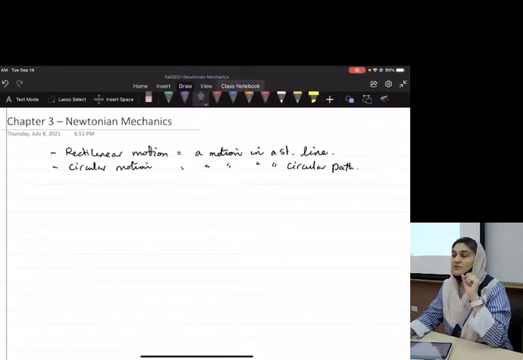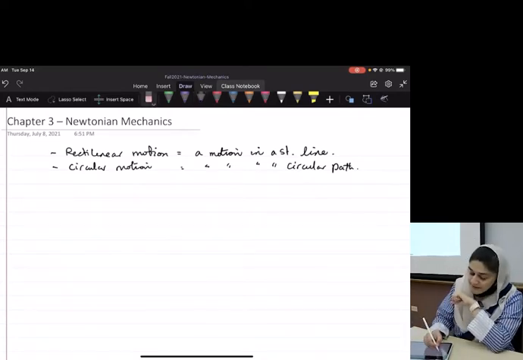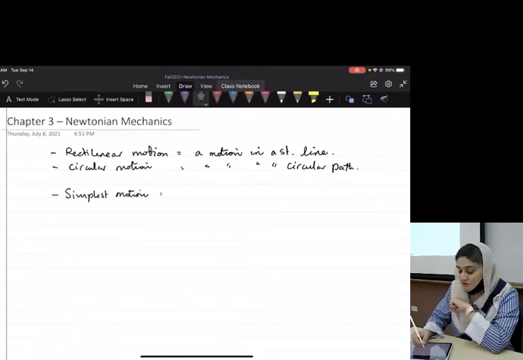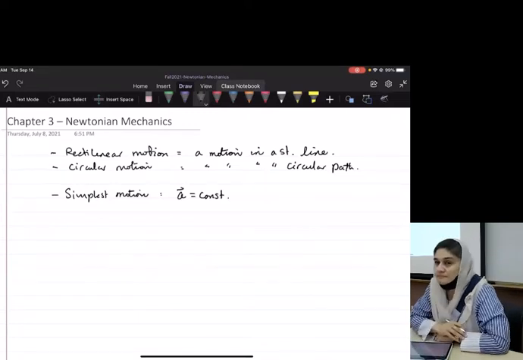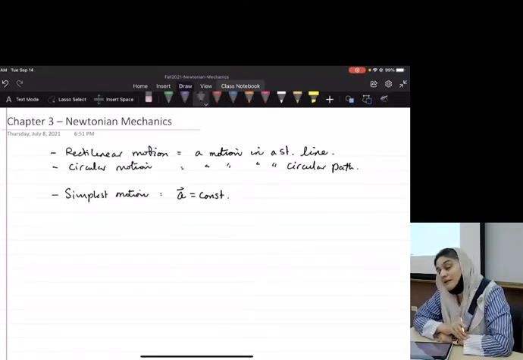Now, what is the most simplest kind of motion that we know of? The most simplest kind of motion that we know of is a motion where acceleration is a constant. It could be a positive acceleration, it could be a negative acceleration, but constant acceleration problems are the most simple ones. That is what we have been doing in Intro 1.